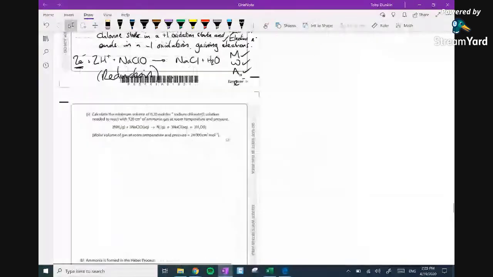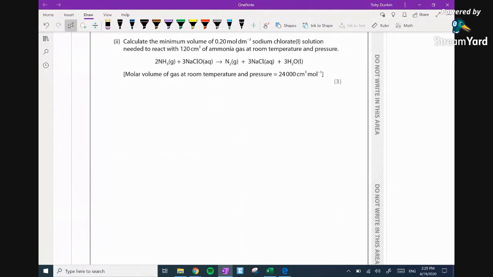Next. Calculate the minimum volume of 0.2 moles per decimetre cubed sodium chlorate solution needed to react with the ammonia. I hate this. This doesn't teach you PV equals nRT, and you need it. I'm sorry, guys, you won't get V over 24 anymore. But we're going to have to use it here, which is really annoying.